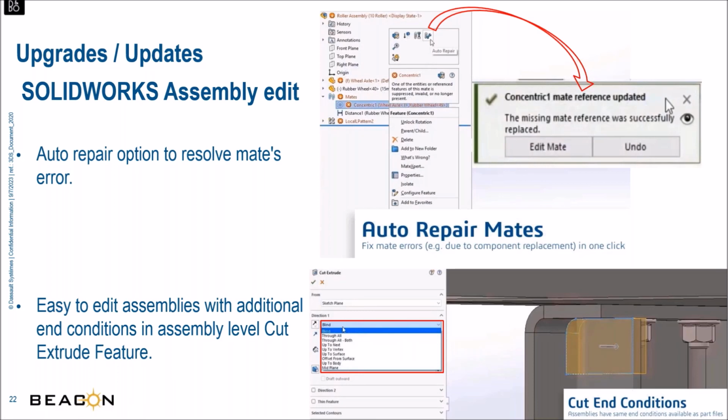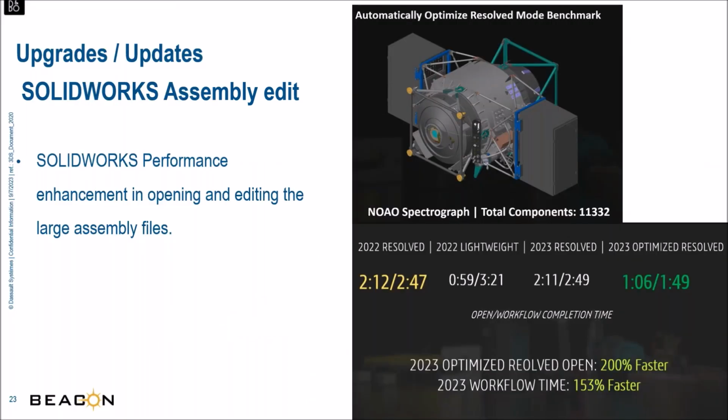So assembly editing is again made clearer. Common enhancement has been done regarding large assemblies. For example, a satellite probe has been used as a case study to demonstrate the optimization taking place in the new enhancement. As you can see in the results, the difference between 2022 resolve mode and the 23 optimized result: the new optimized result is 200% faster, so we can easily work with large assemblies for editing and opening purposes.